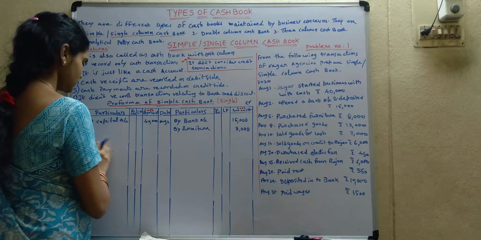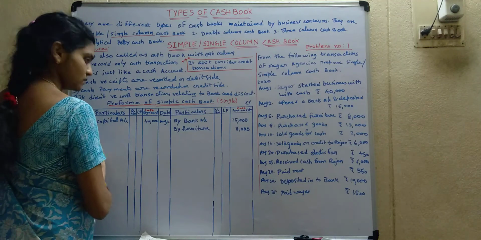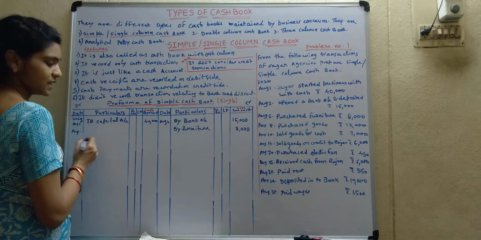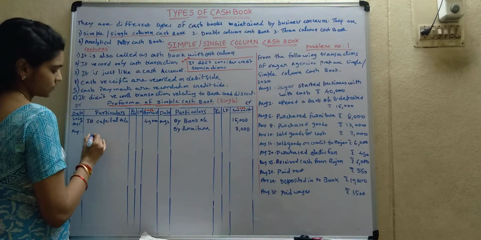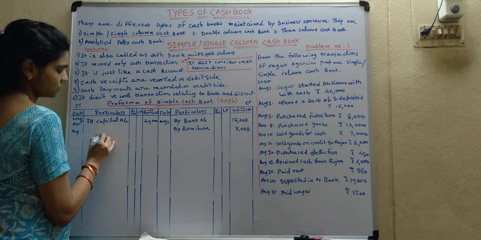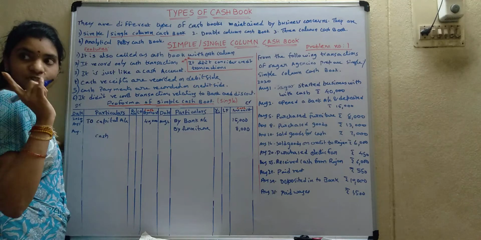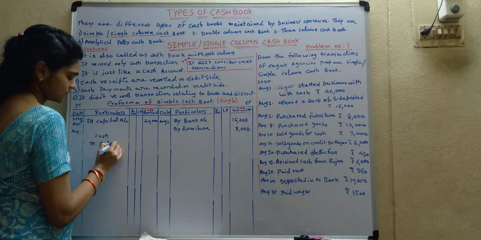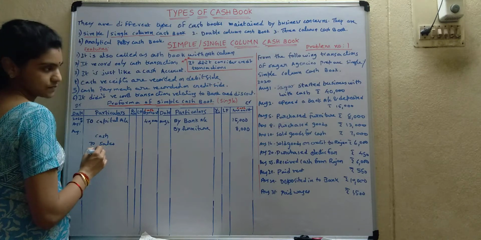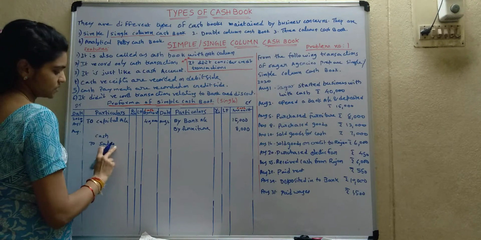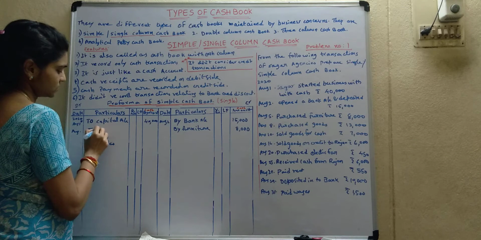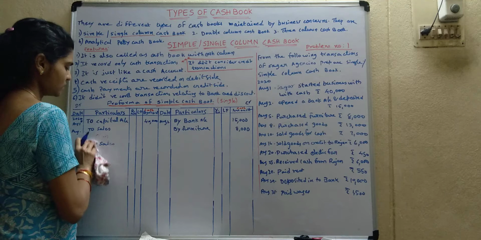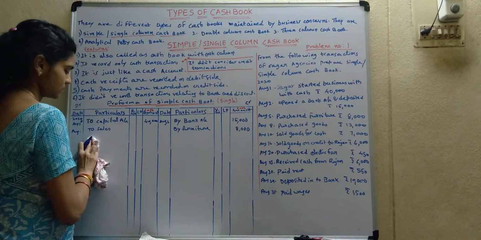August 10th, sold goods for cash, 7,000. Sold goods for cash. What's the entry? Cash to sales account. This is the cash amount, so you have to write here to sales, to sales account. What's the amount? 7,000.